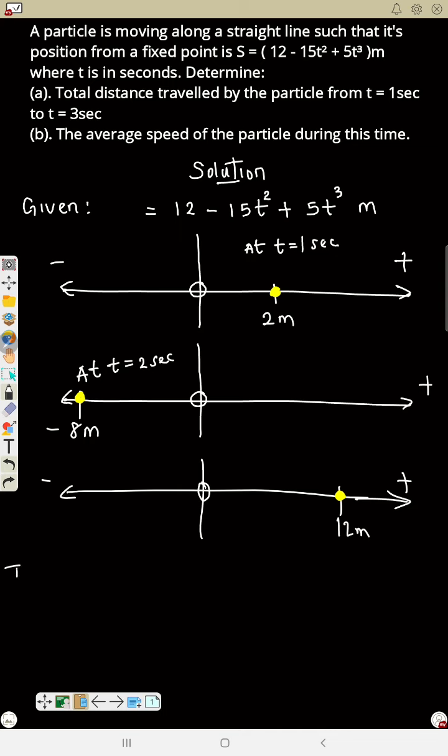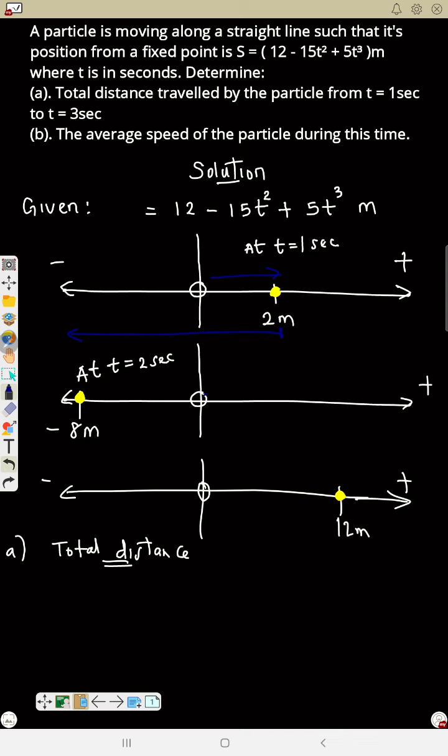Total, that is the A part. Total distance. In total distance, we don't consider minus, but in displacement, we consider minus. Now, what do you notice in this question? As the particle is starting from 2 meter, it moves to this side. Now, from 2 meter to 8, that is, it first moves from here to here, 2 meter. Then from this 2 meter, it moves to this side.